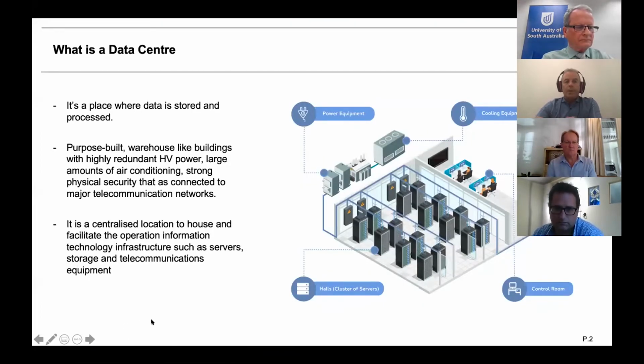So what is a data center? For those that don't know what a data center is, it's fundamentally a place where data is stored and processed. On the left-hand side, you can see the words. The picture on the right shows you a room with computer cabinets, which is refrigerated and has significant backup power and equipment. And then typically there's a bunch of people in a control room monitoring the security of the building and the environmental controls for the building.